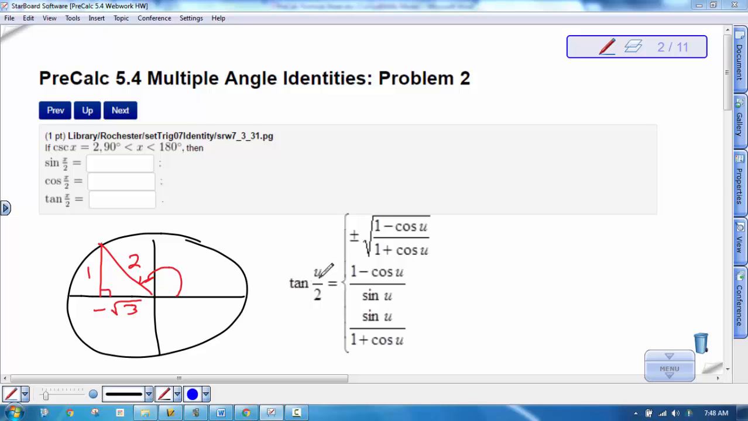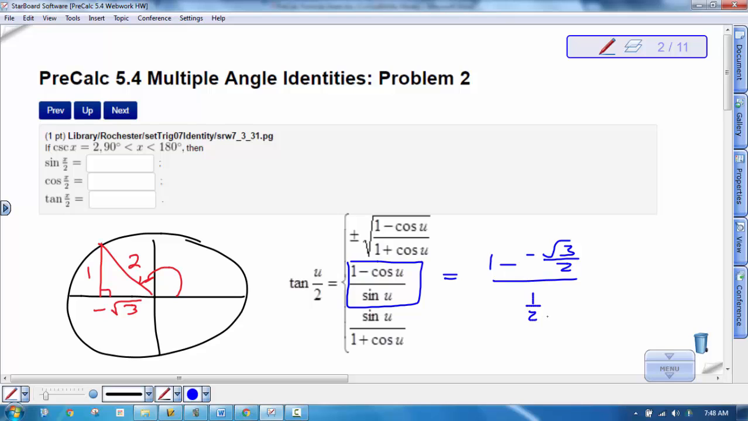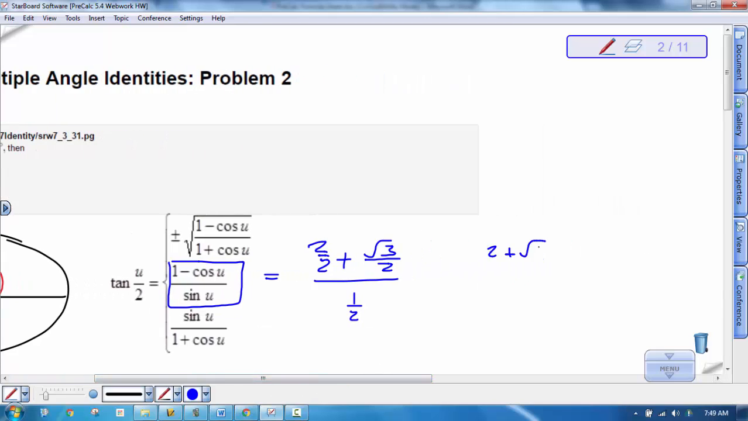Okay, then the last one is tangent. Once again, we know sine and cosine are both positive, like we said, so tangent's going to be positive. So we can use any one of these formulas. I'll just use the middle one. Looks easy enough. 1 minus cosine of u, which is adjacent over hypotenuse, which is negative square root of 3 over 2, all divided by sine of u, which is opposite over hypotenuse, which is 1/2. Double negatives go positive here. I'm going to get a common denominator and try to simplify this a little bit. This turns into 2 plus the square root of 3 over 2, divided by 1/2, the same as multiplying by the reciprocal 2. So this cancels. My answer should be 2 plus the square root of 3.